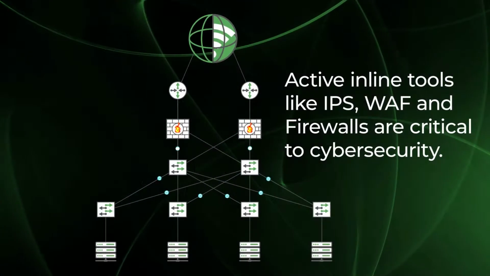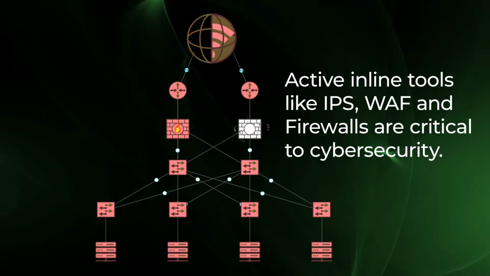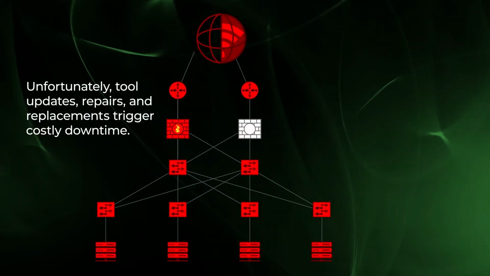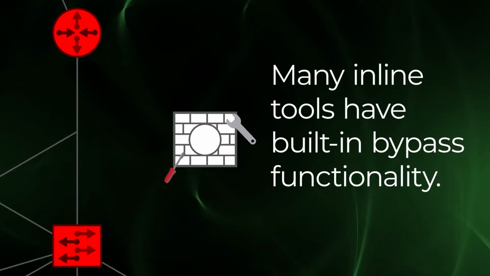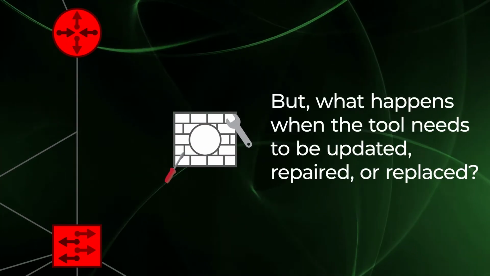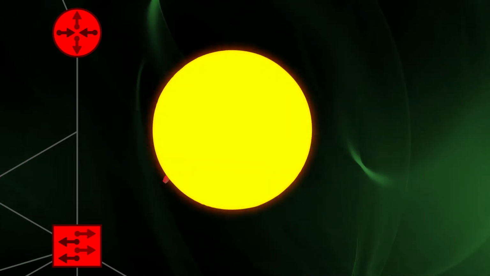Active inline tools like IPS and firewalls are critical to cybersecurity. Unfortunately, tool updates, repairs, and replacements trigger costly downtime. Many of these inline tools may have built-in bypass functionality, but what happens when the tool needs to be updated, repaired, or replaced? Downtime.